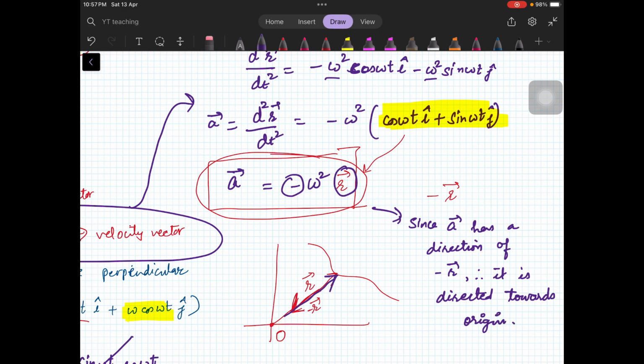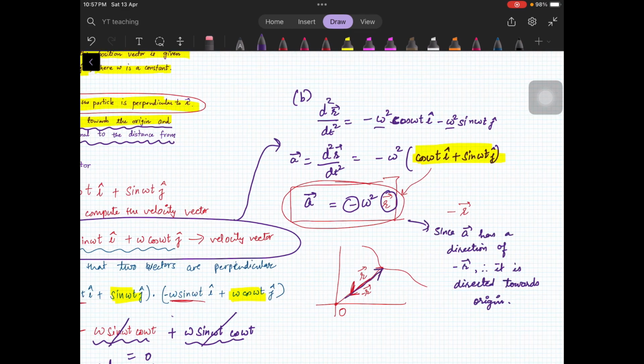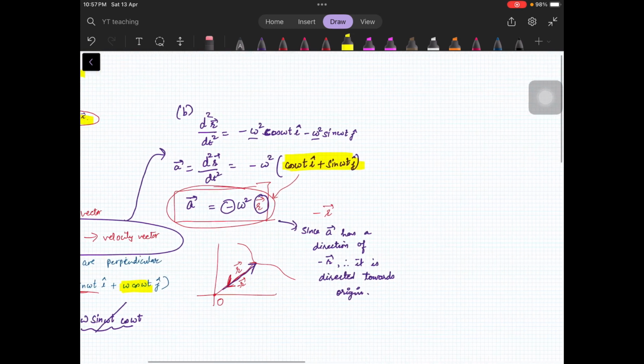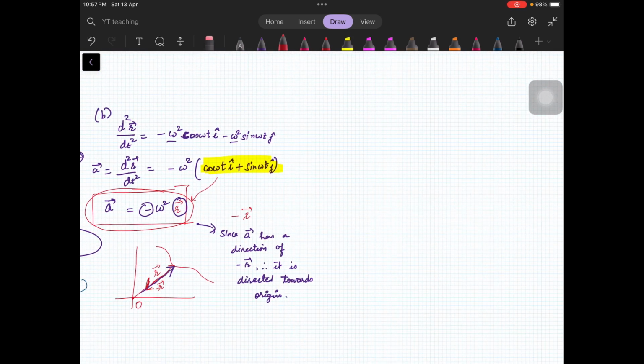Okay, so this is how we prove the second part of the problem. Now you look at the last part of the problem. You have to prove that r cross v is a constant vector. So this is very simple. What you can do is r cross v, how do you compute it?